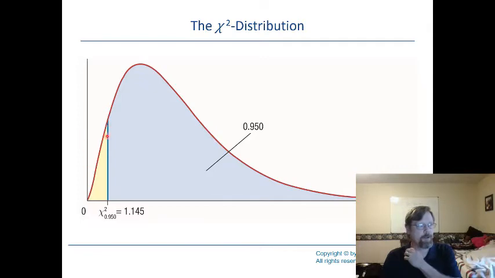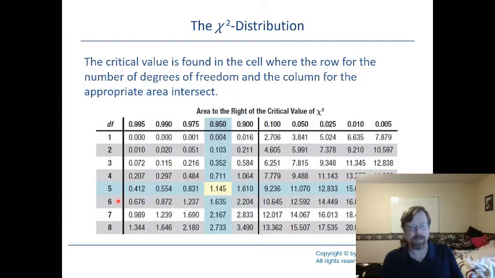So if alpha was 0.1, alpha over 2 would be 0.05. So we'd have a chi-squared sub 0.05, and 1 minus 0.05 would be 0.95, which would give us this chi-squared right here. So back in this table, one side would be this 1.145 for the critical value, and the other side would be right here, 11.070 for the critical value.